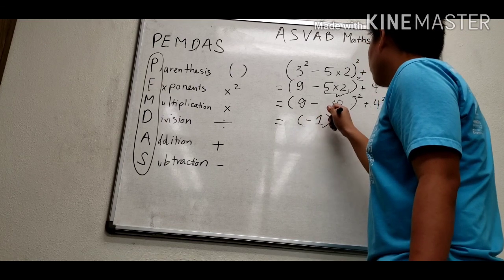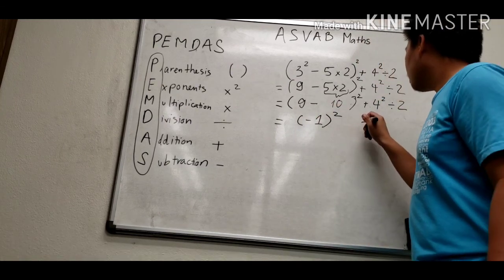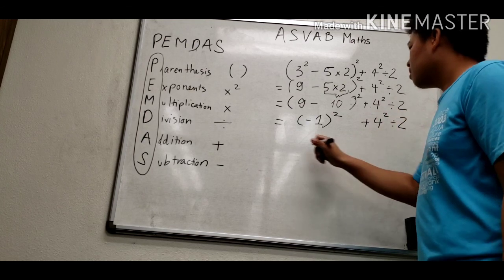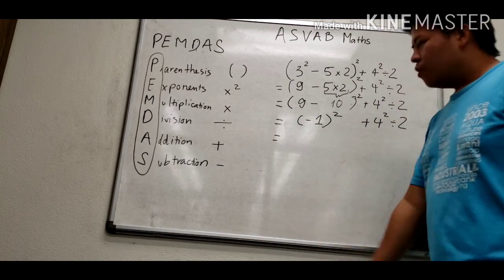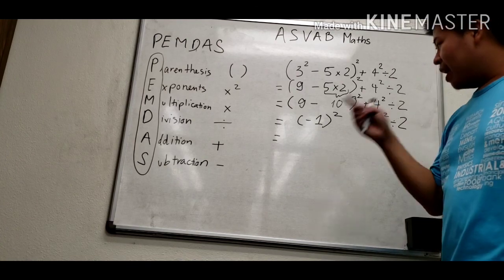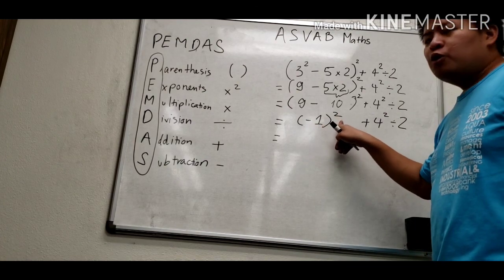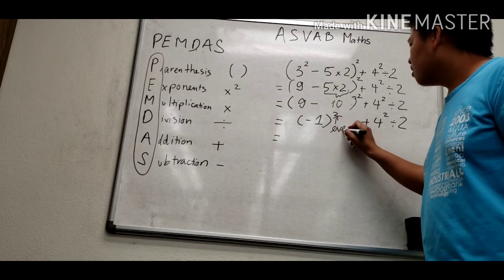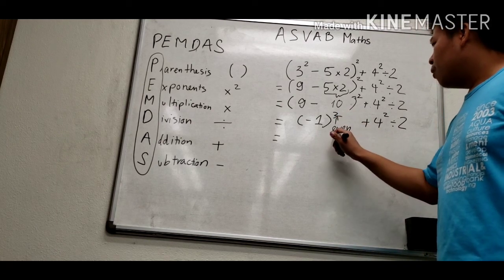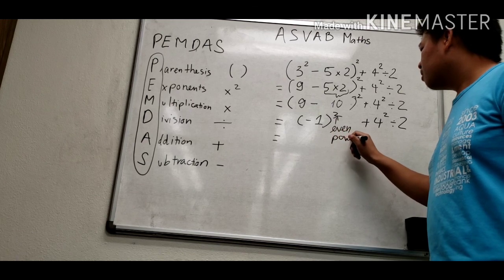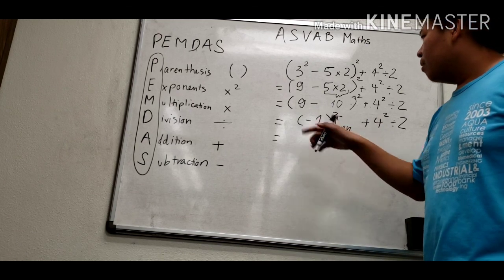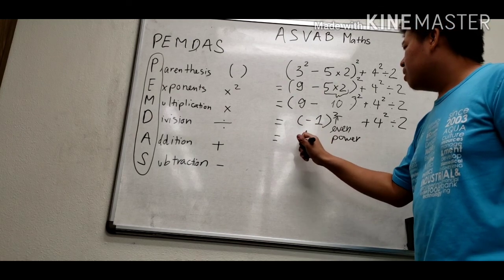Minus 1 power 2. We know that's minus 1 in the power 2 because that's about the even power. So that we will get the positive number, that's about 1.